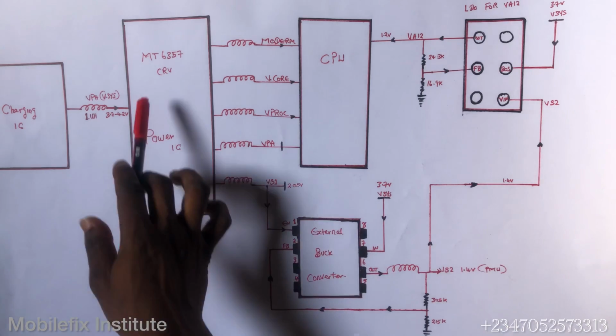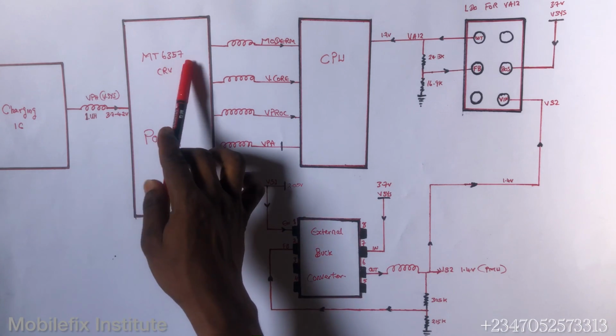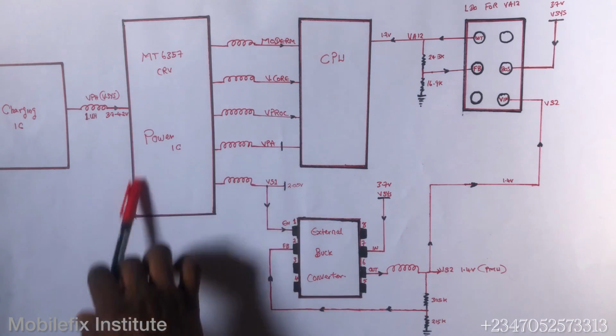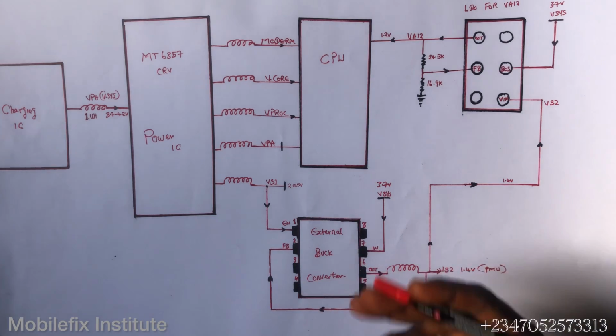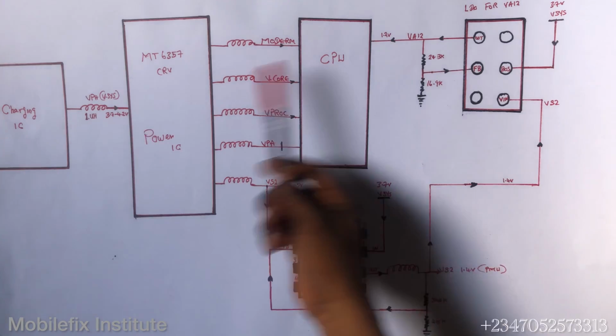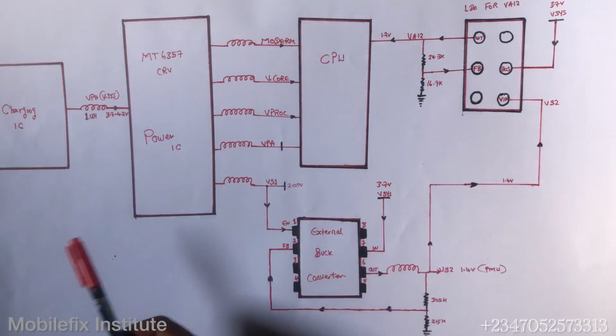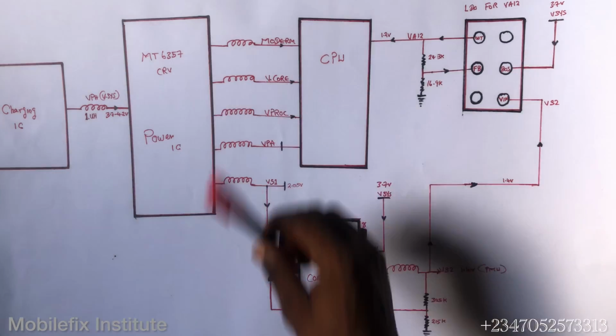So today we are going to discuss this MT6357 CRV. The boot sequence. When I mean by boot sequence, I mean the way the phone boots up, the process of booting up. Okay, you know, there are lines that must turn on first before the phone boots up. So it's called the boot sequence.